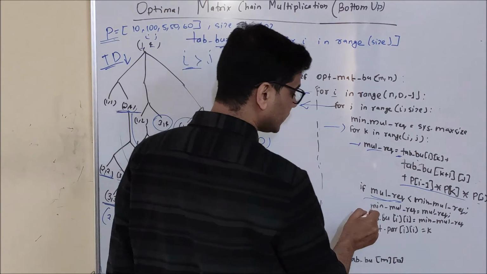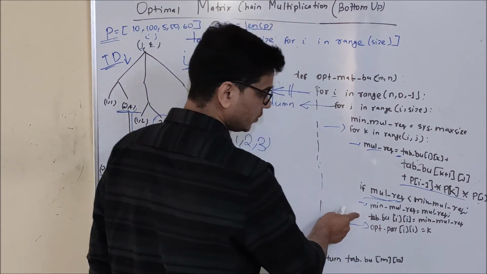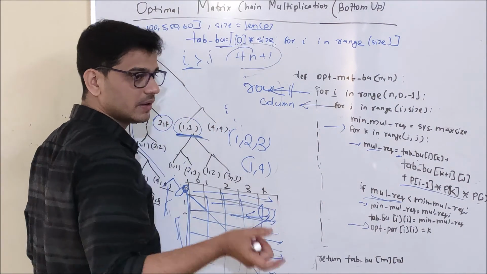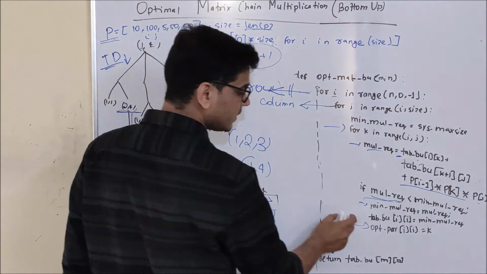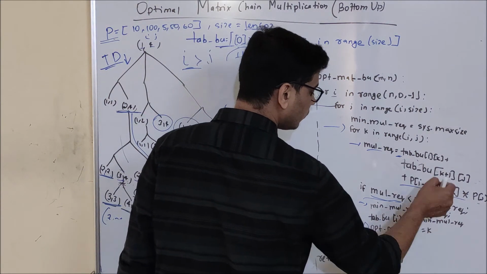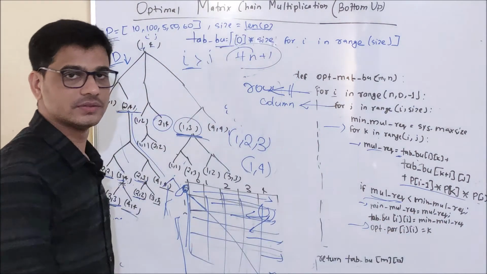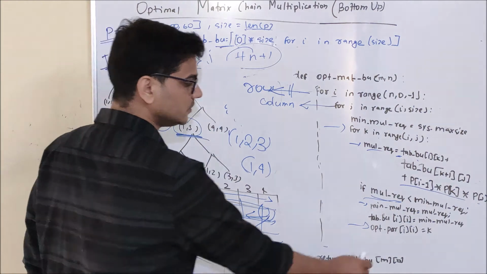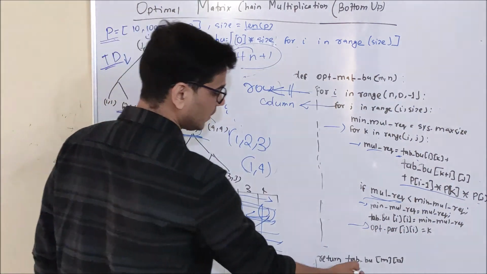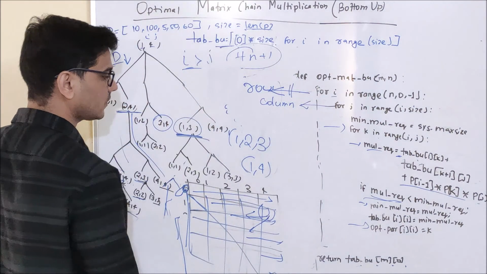Okay, and if this is the case, then I will update minimum multiplication required, and I will update the multiplication required in tab of bu, that is in the table I will update the number of multiplication required, as well as I will update in optimal parenthesis table where what k has generated the optimal parenthesis. Okay, this is what I am doing here, and once this table will be filled, what I will do, I will return tab bu of m comma n.